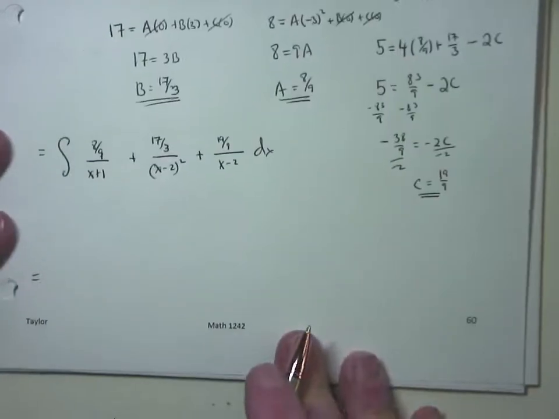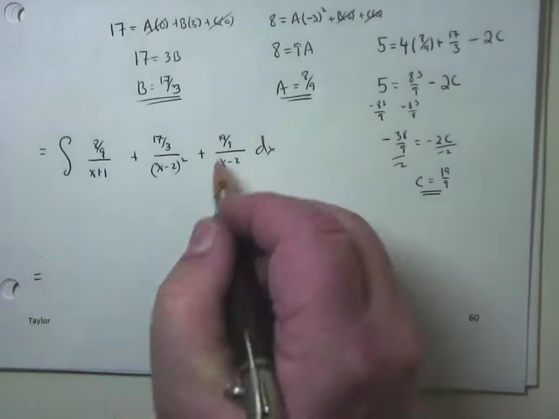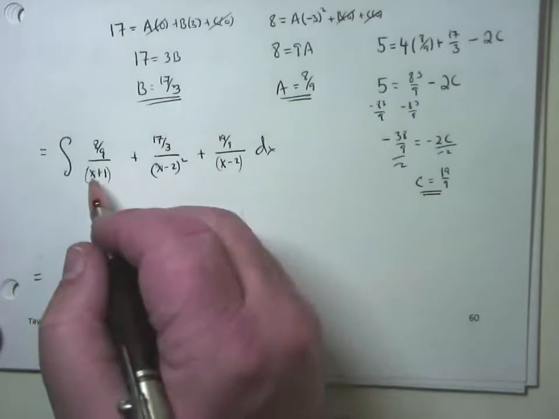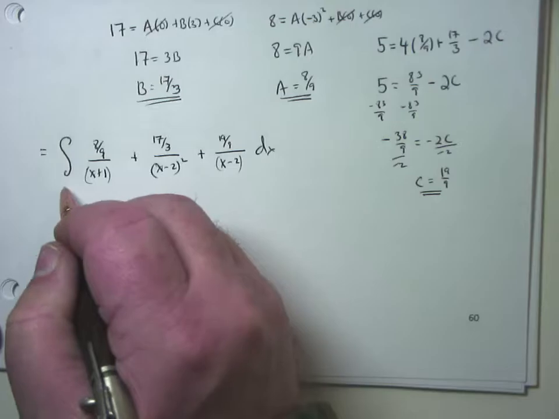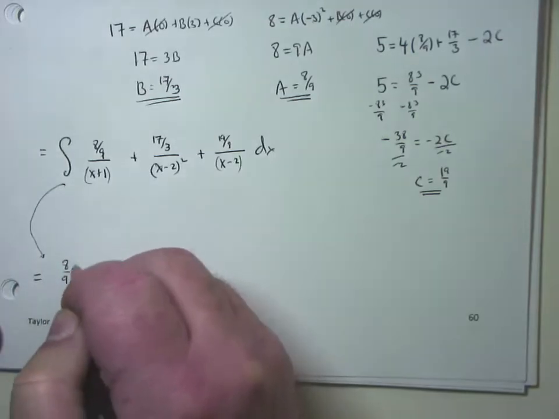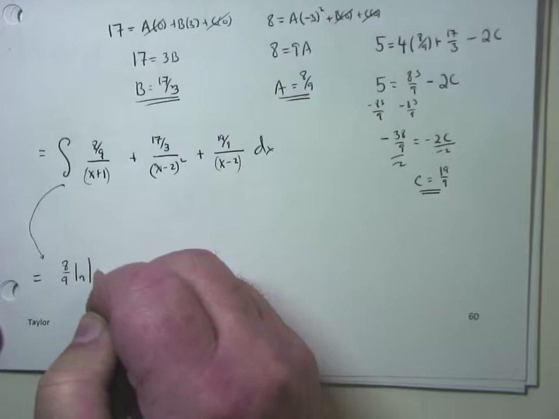So now the ultimate goal in integrating this is integrating each term. Two of these terms should be rather quick. So what's the integral of 8 ninths divided by x plus 1 dx? What do you get for this one? That'll be 8 ninths, what? Natural log, absolute value of x plus 1.